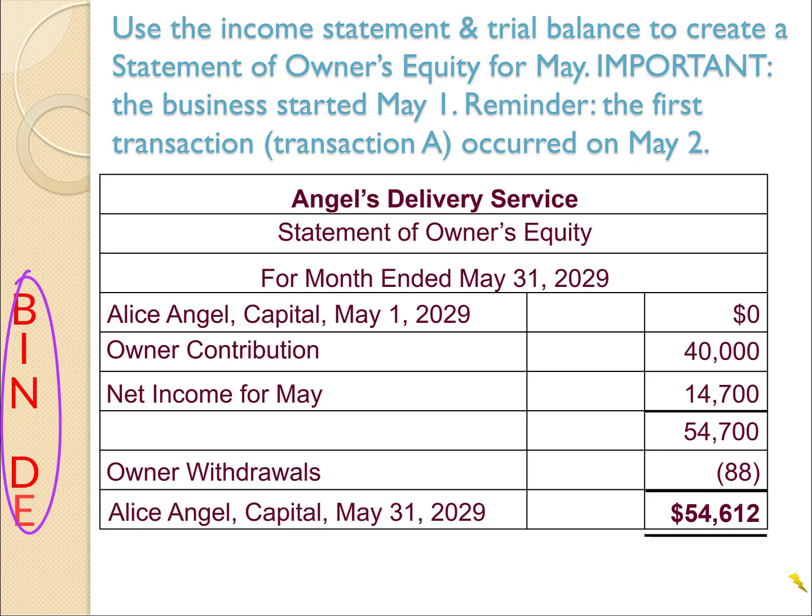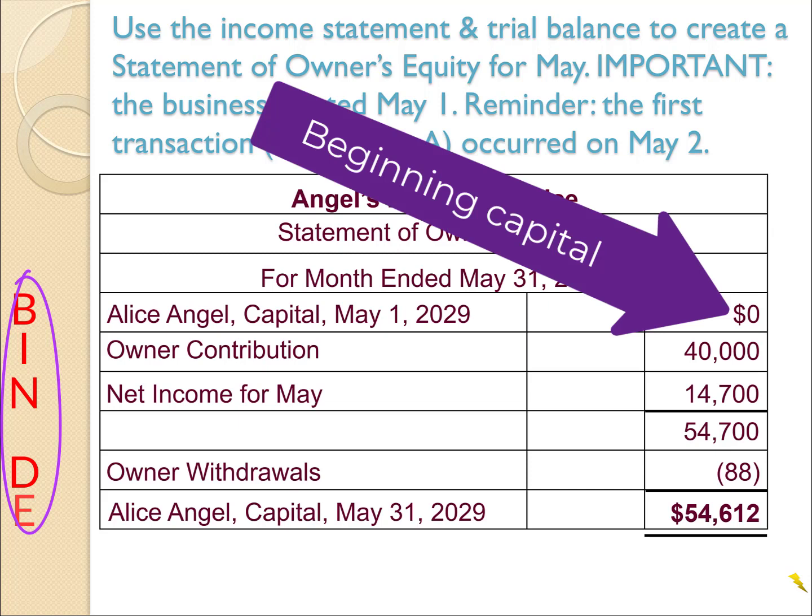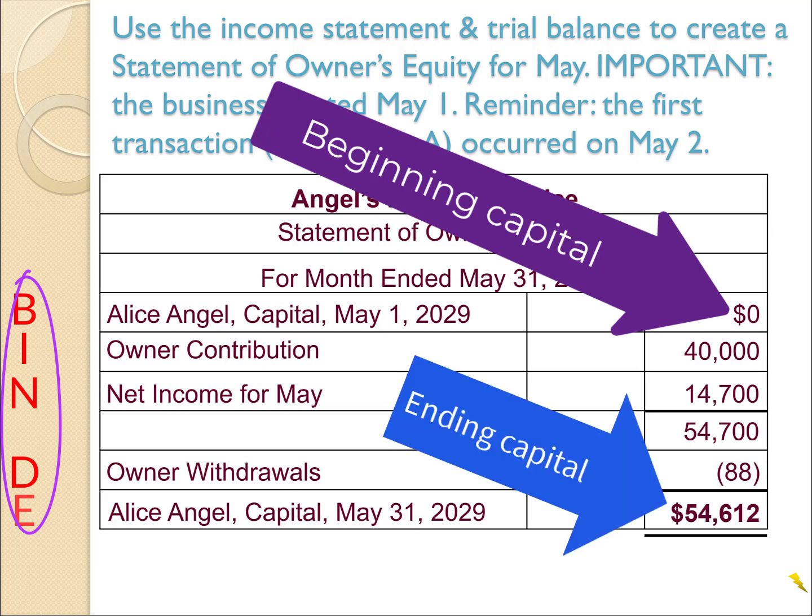Now let's analyze the statement. It's just one thing to plunk in the numbers like a robot, but we should be able to analyze this. So what do you think? First of all, the first question is, what happened to capital during this period? Well, it started with 0 and it ended with 54,612. That's good. So now the big question is, what's the major reason for the huge increase? The major reason was owner contribution, $40,000. So in other words, investments.